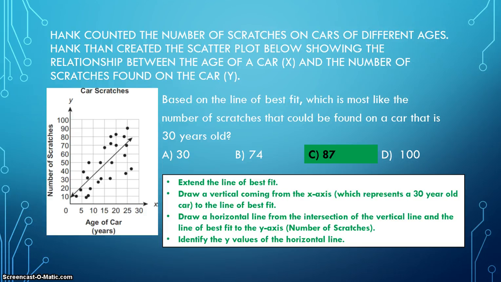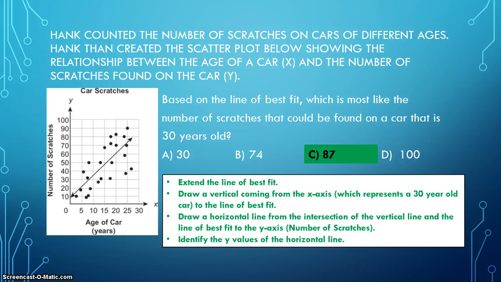So if we take a look at the line of best fit and the 30, as you can see, 30 is the last tick mark on the x-axis. As we see where they intersect and go across, you see that's going to be a little bit over 80, somewhere between 80 and 90. So it's definitely going to be C.